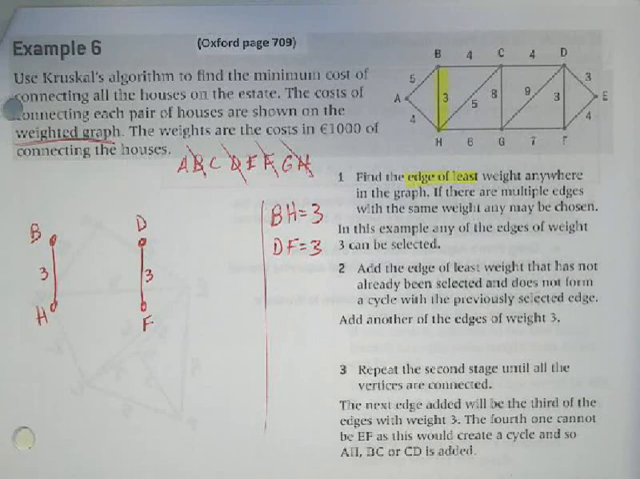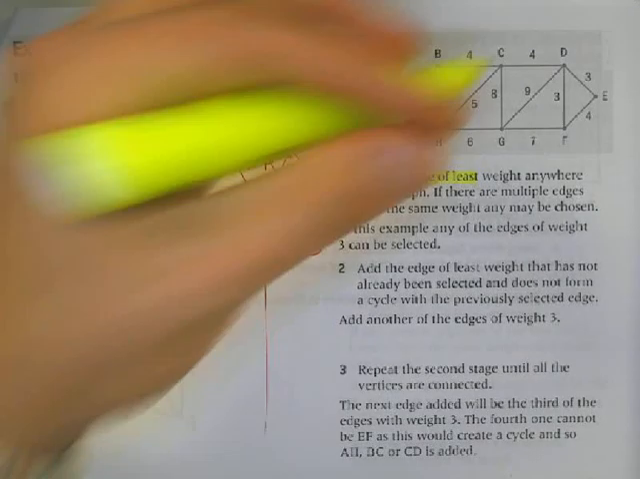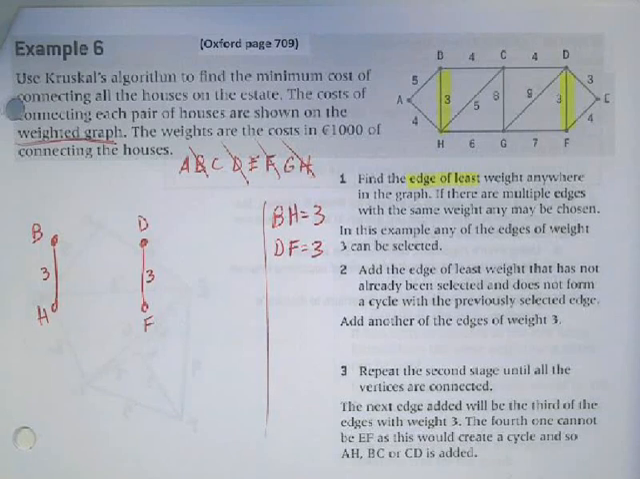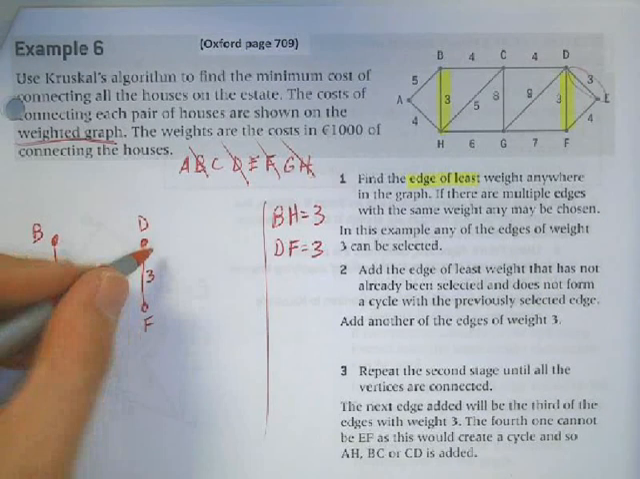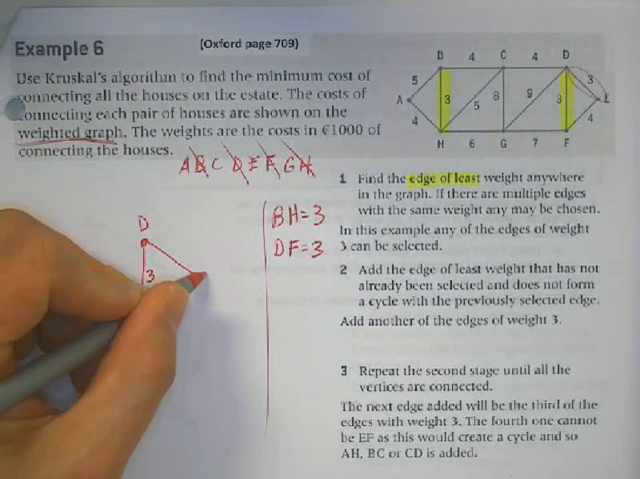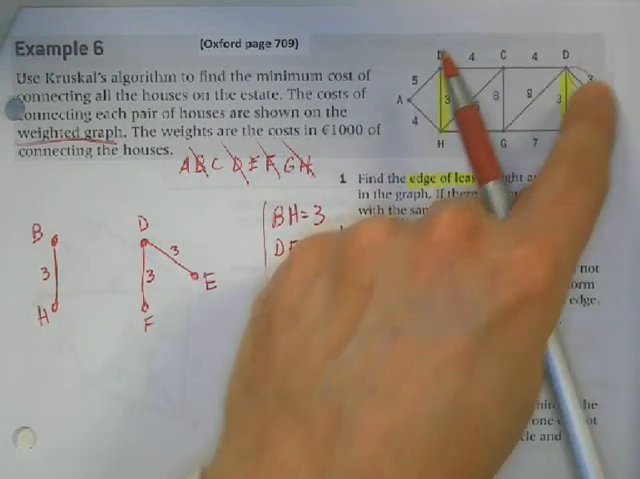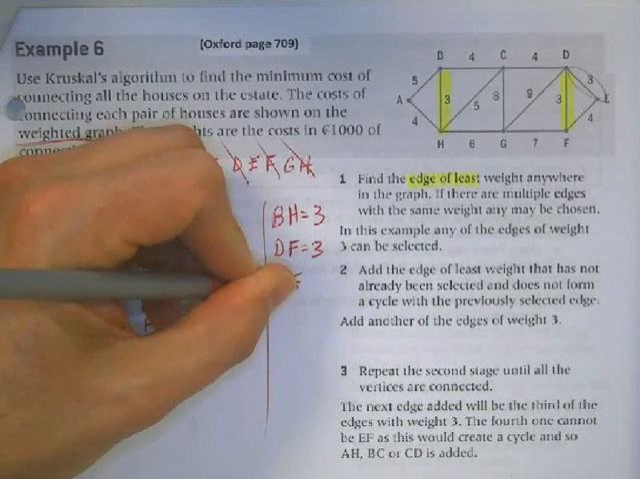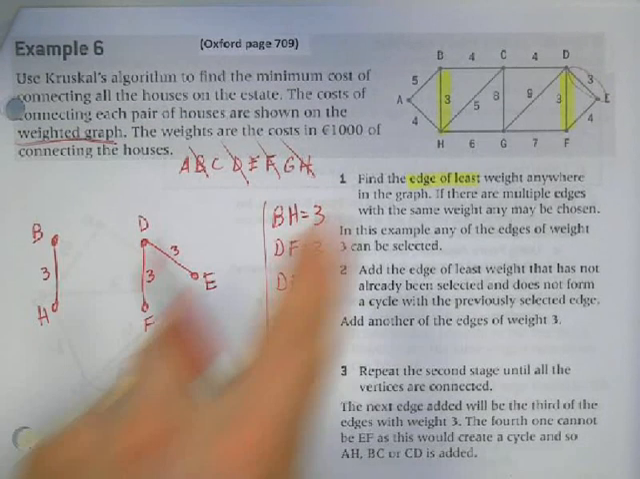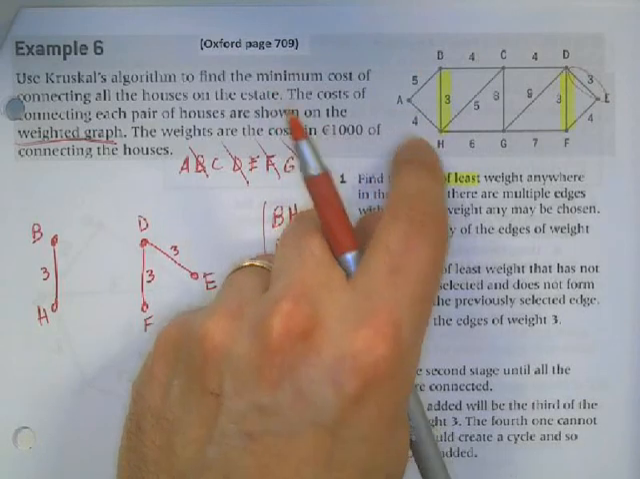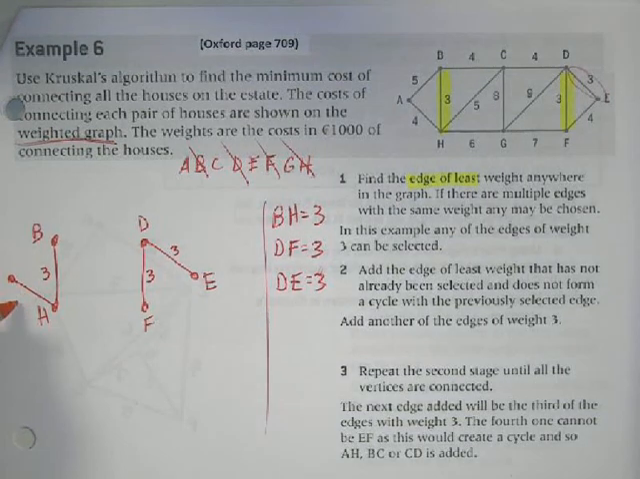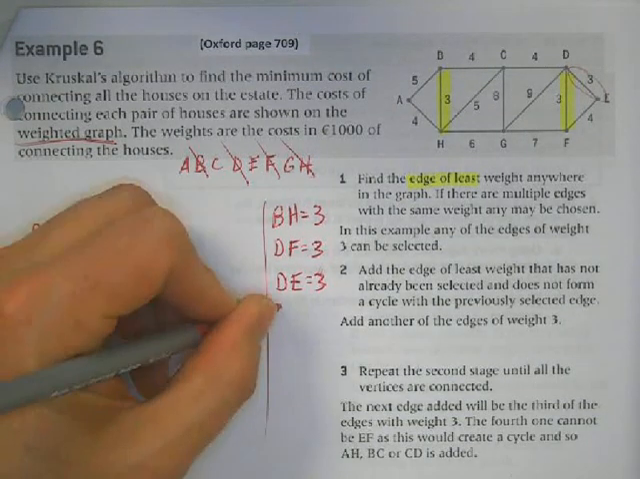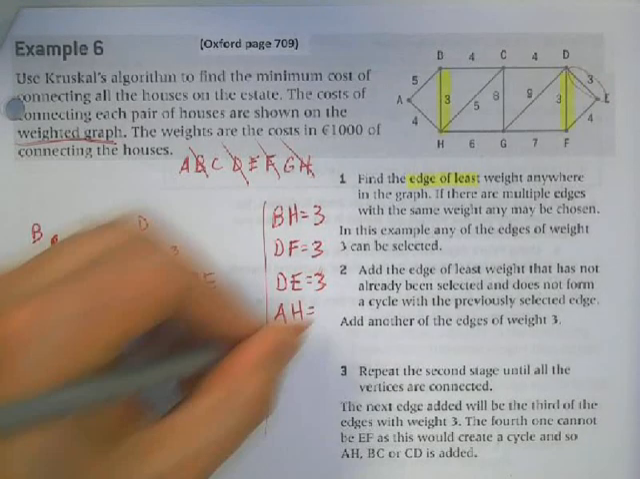So now, what's left? Let's see. D to E. That is also 3, so I can connect D to E. And then another short one, we have to connect A from somewhere, and it's shorter to go from A to H than from A to B. So I'm going to pick this way here. So A to H, and that's equal to 4.